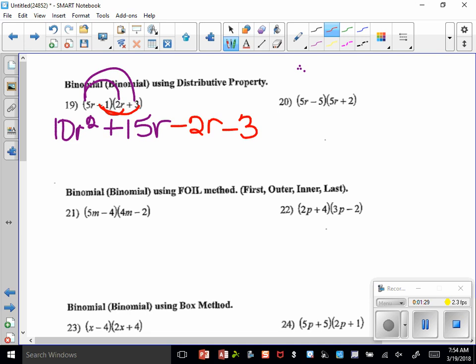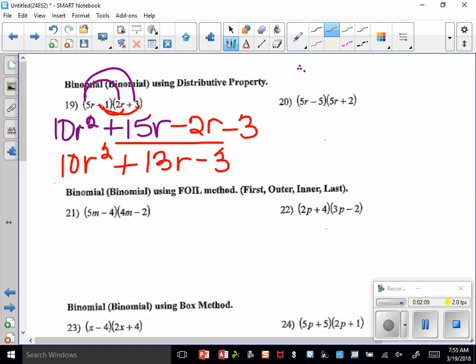So once you're done distributing both terms to the other 2 terms, then you combine the like terms together. So these are my like terms because they both have r's in them. So 15r minus 2r will give me a total of how many? 13. Okay. And that's your final answer. Okay, so like I said, it's not completely a new topic because you already know how to use the distributive property. You're just distributing 2 terms instead of 1 on the outside.